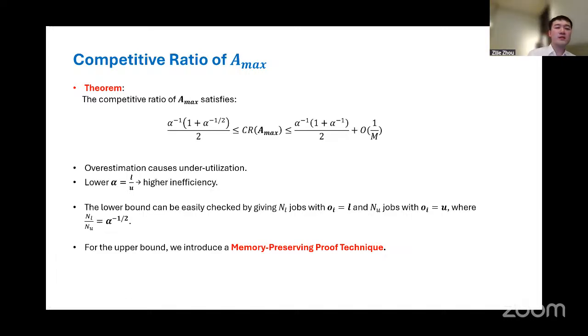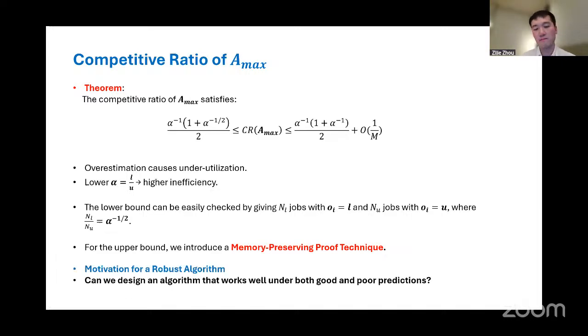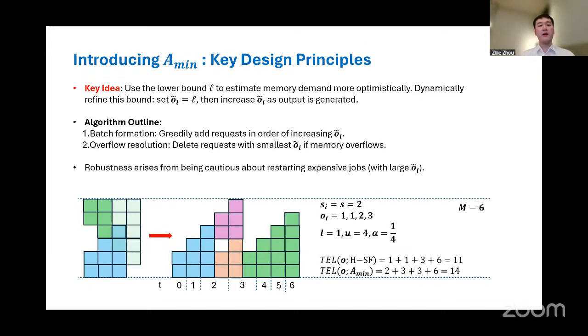Next we are thinking about whether we can get something much better. The key algorithm we want to introduce is called Amin. Amin uses a completely opposite idea: at time t equals 0, let's treat all of these requests as having OI equal to L, a lower bound, and then just try to process. In this way, the concurrency should be the maximum, and maybe even larger than hindsight.